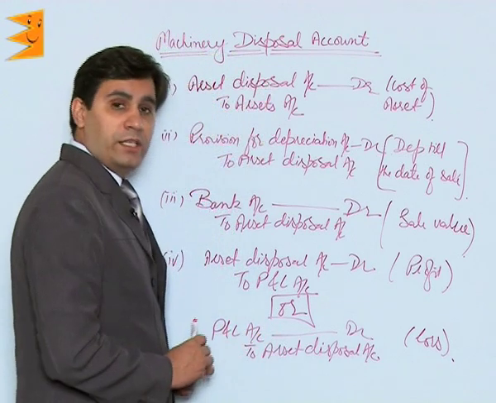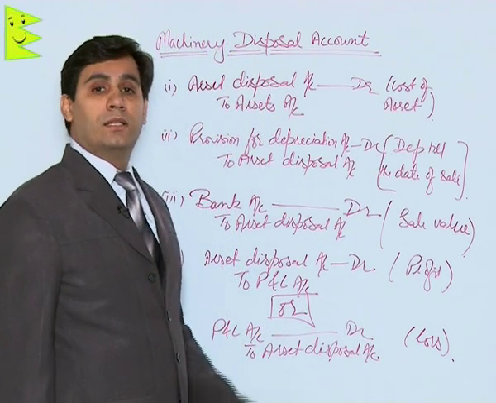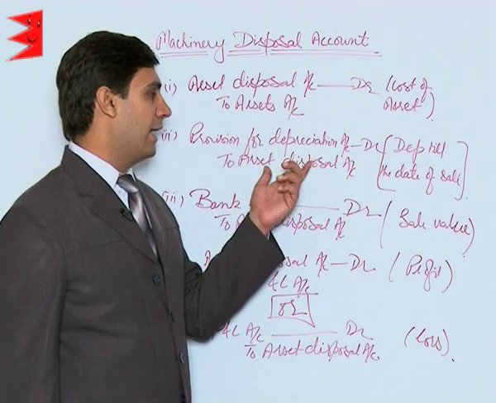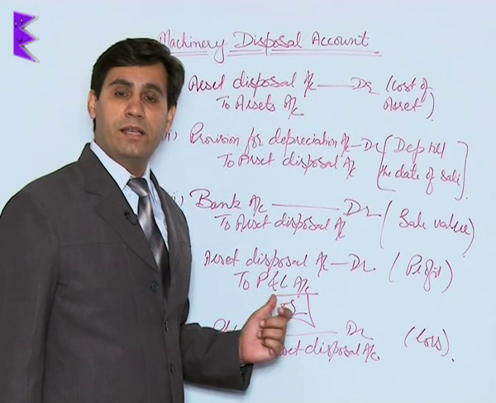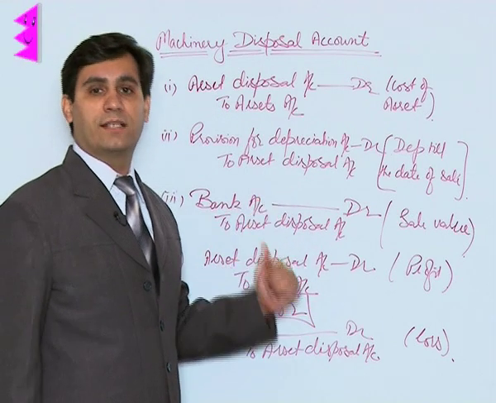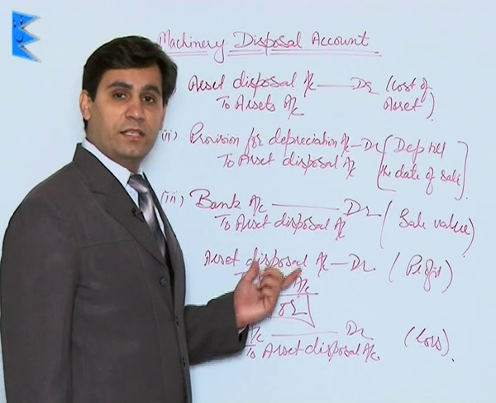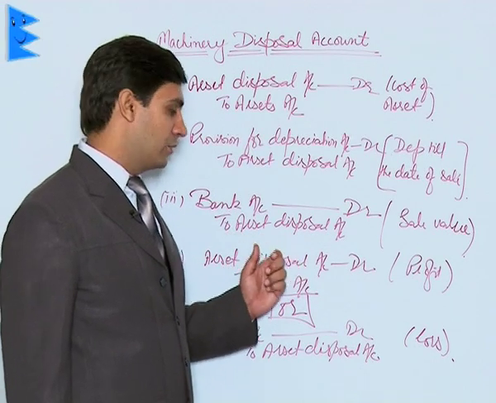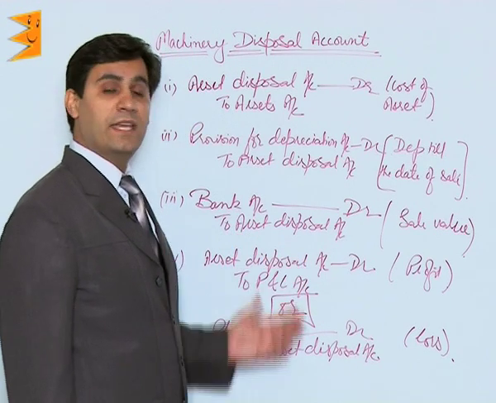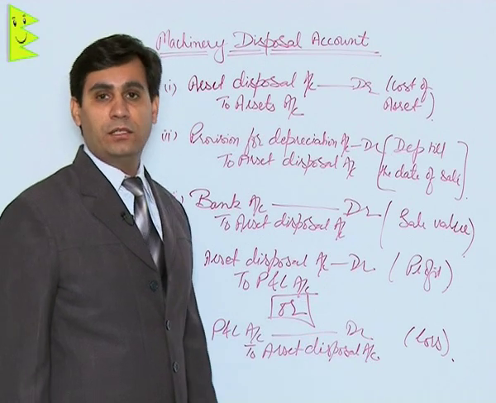So, just to recall it, in case we are preparing asset disposal account, then the balance of that asset as appearing in the asset account and the depreciation charged till date should be transferred from asset and provision account to asset disposal account. Then the sale of that asset is recorded in the asset disposal account as bank account to asset disposal account, and in case there is a profit or loss, it is recorded through profit and loss account.